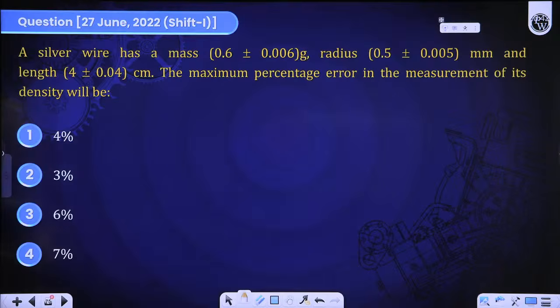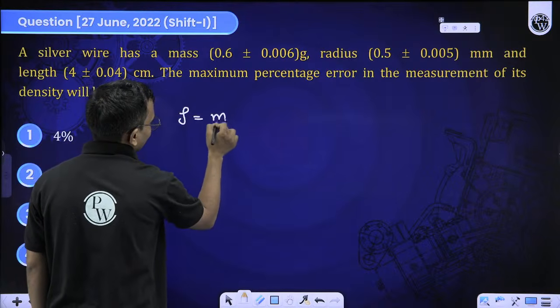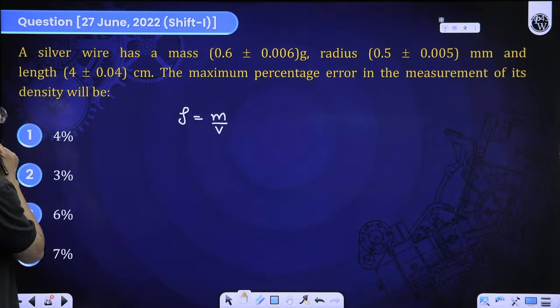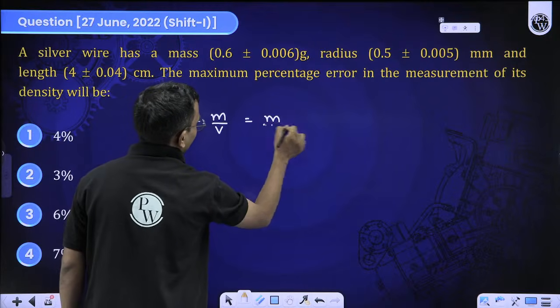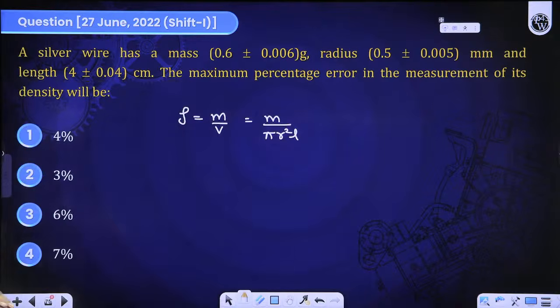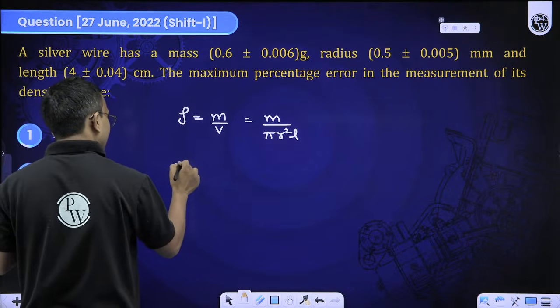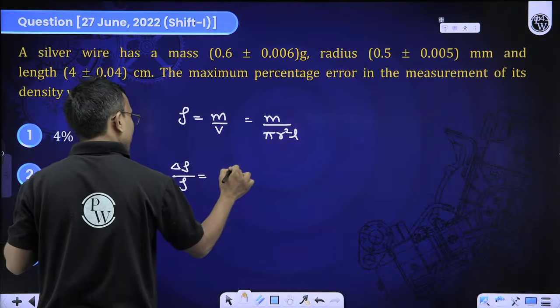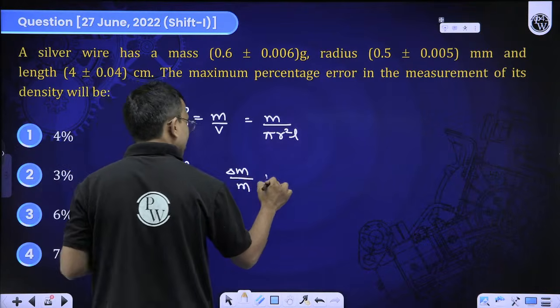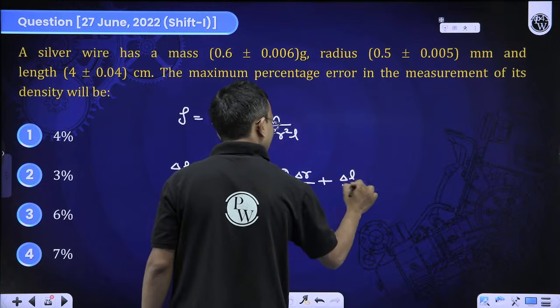Now let us do this question. A silver wire has this mass, this radius, and this length. The maximum percentage error in the measurement of its density will be. So density is equal to mass by volume. We know this formula. What is the formula for volume? You can say pi r square L. The wire is a cylinder, so you can write it like this. Now density depends upon mass, radius and length. The powers are given. Now if I write delta rho by rho, that will be equal to delta m by m plus 2 delta r by r plus delta L by L.